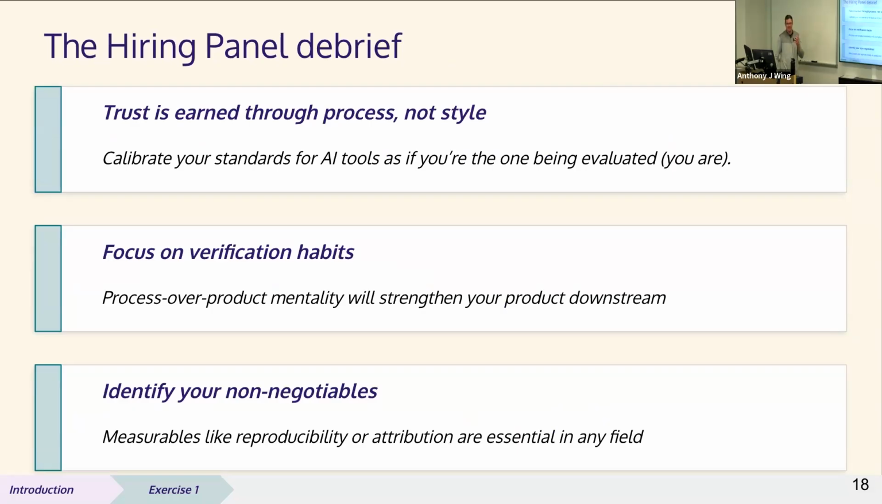So in general, you should think about trust as being earned through process, not style, right? You want to calibrate those AI tools as though you're the one being evaluated, because really you are. You're the one that's going to be signing your name at the end of it, putting your stamp of approval on it, so you are responsible for those outputs ultimately. You really need to focus on verification habits. You need to vet everything all the time. These tools are really, really good, but they're not perfect. No human is perfect. No tool is perfect. No tool is going to be able to do every single job. And you always want to identify your non-negotiables too, because they're going to be essential in any field. Where's the application? Where's the attribution? Where's the reproducibility? All of those things matter.